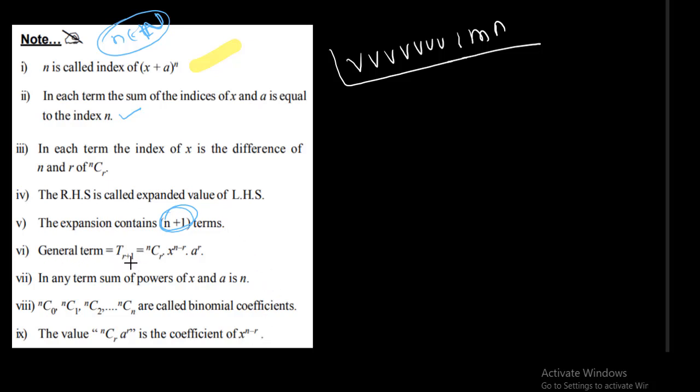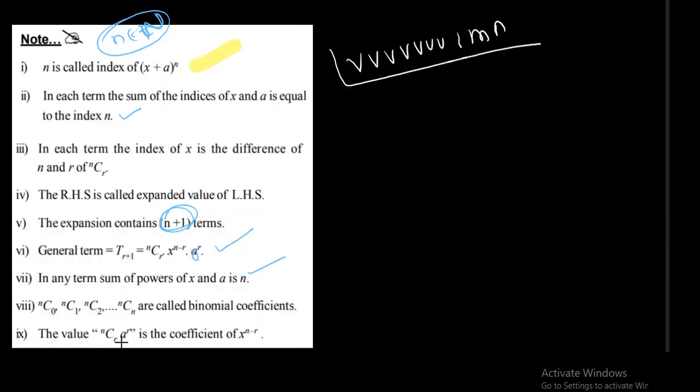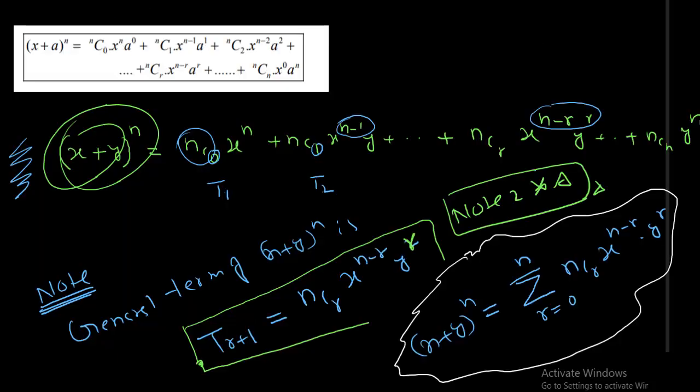The general term is T(r+1) = nCr x^(n-r) y^r. That is not a big issue. Remember, in any term, the sum of the powers of x and y is equal to n. nC0, nC1, nC2, ..., nCn are called binomial coefficients. Next, the value nCr times y^r is called the coefficient of x^(n-r).